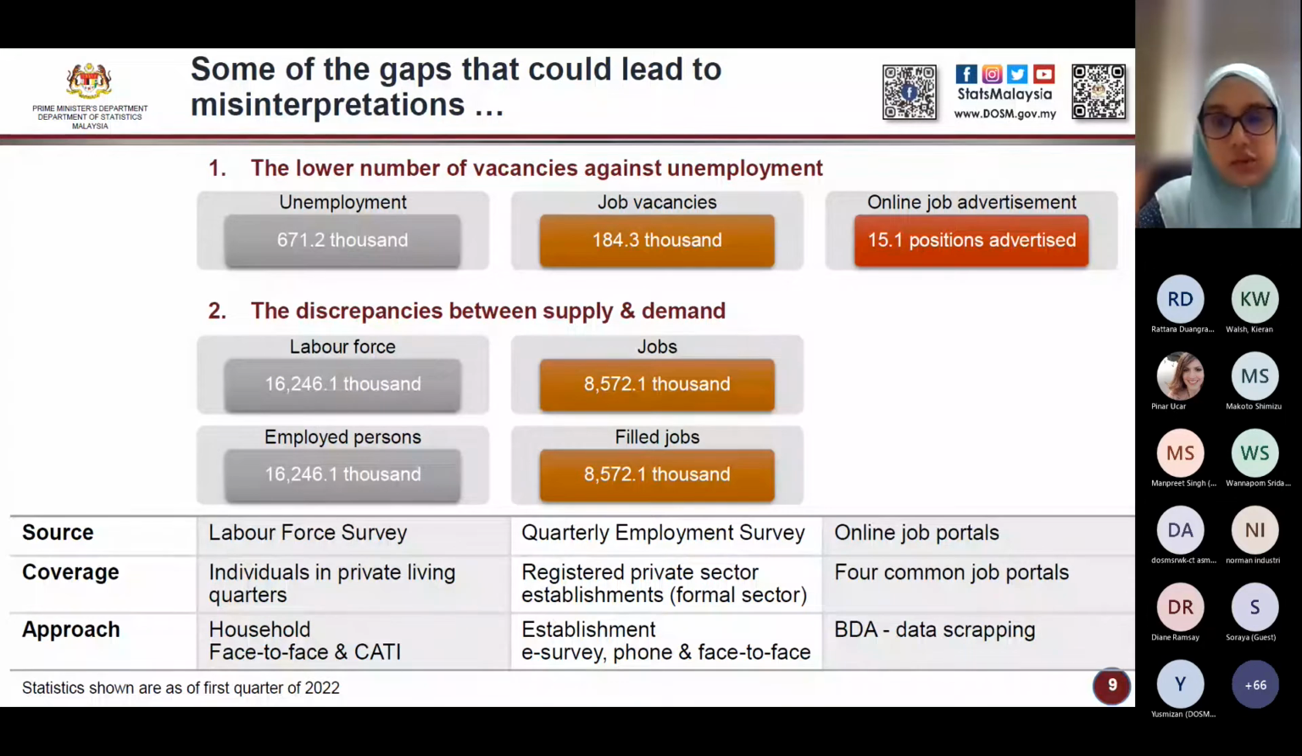So the third one is online job advertisements, advertised through online job portals, and the coverage is only four common job portals used in Malaysia, which use big data analytics. So these are some of the gaps that could lead to misinterpretations if we are not able to explain the gap to the users. And then another example that I can share with you is in the next slide.